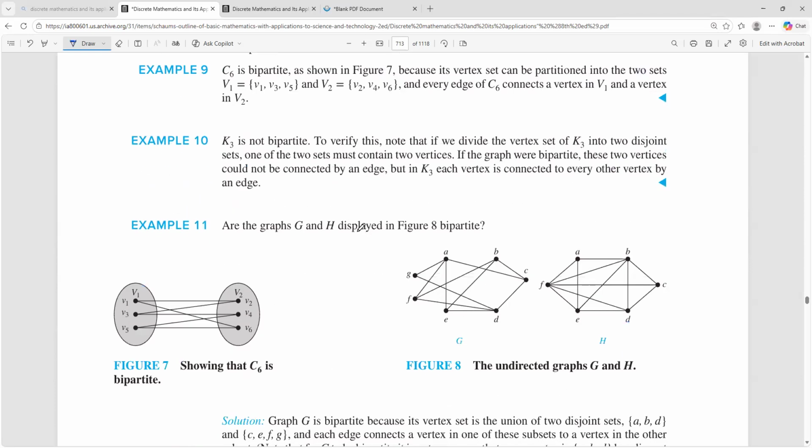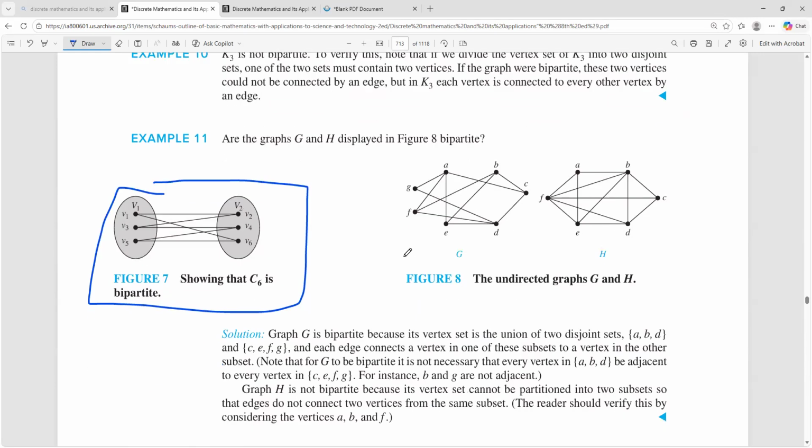This is a nice visualization to show that it is the case. We see here V1, everything in V1 goes only to V2. Nothing in V1 connects within itself. It's only from one set to the other. And a nice trick that I learned, which you'll eventually learn in 323, to determine whether graphs are bipartite, is a nice coloring trick.